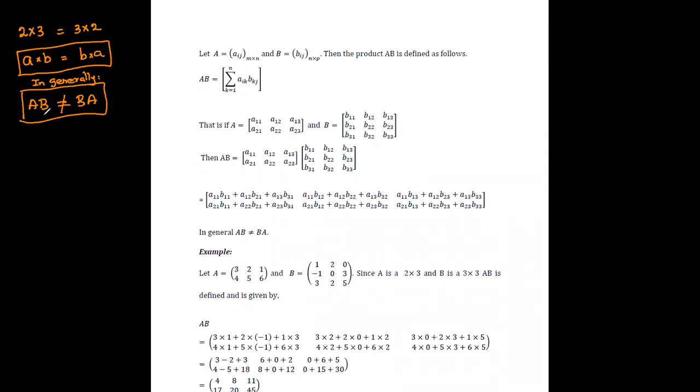There are some situations where AB equals BA. Using that concept, we can obtain the inverse of a matrix. Therefore, in general, what we identify is that the matrix product AB is not equal to the matrix product BA.